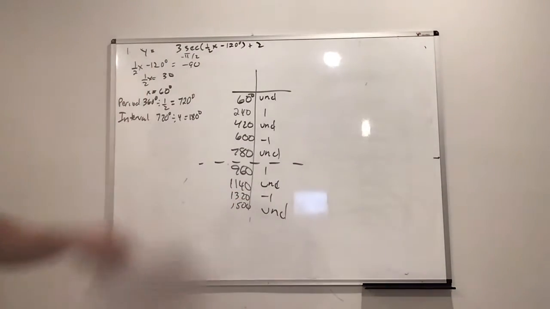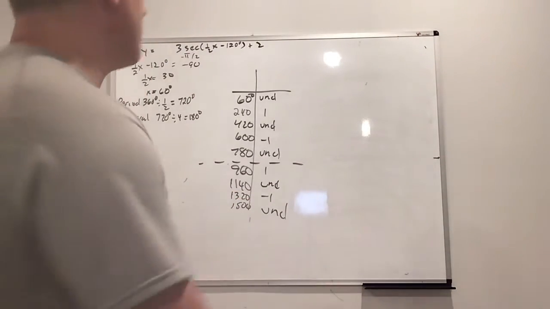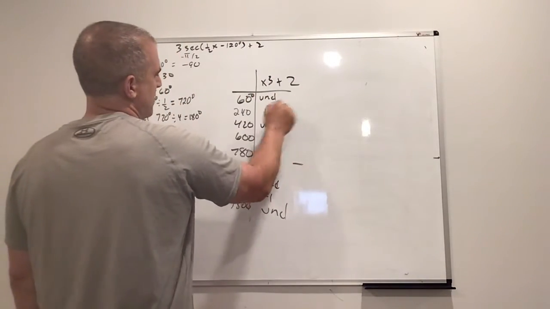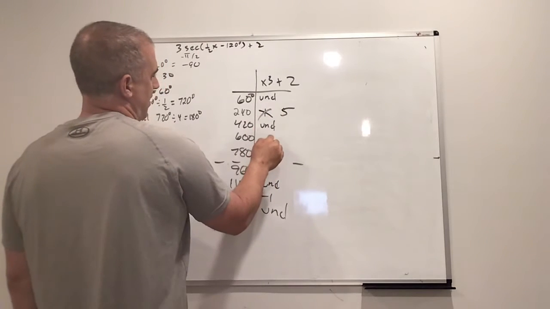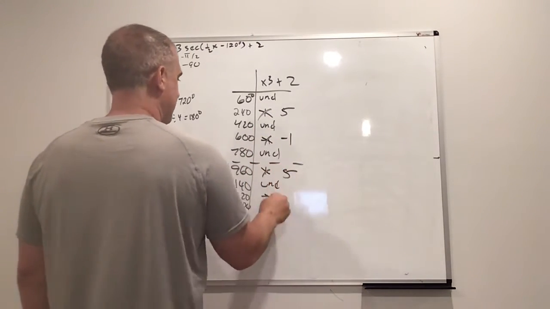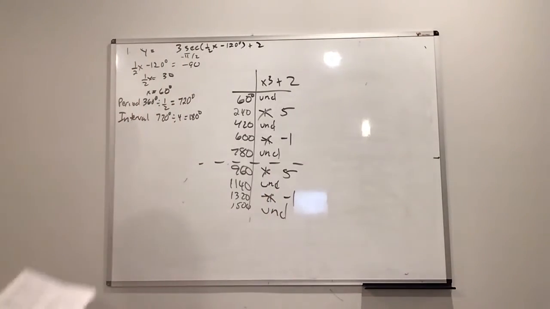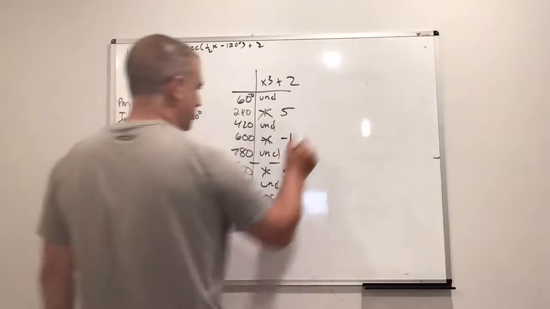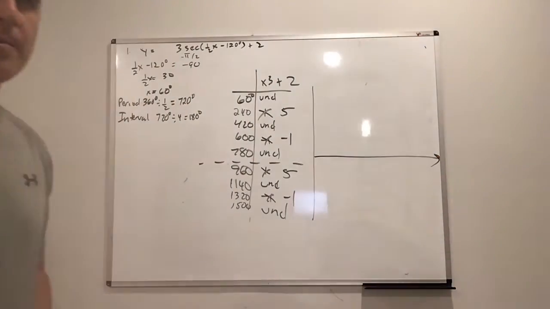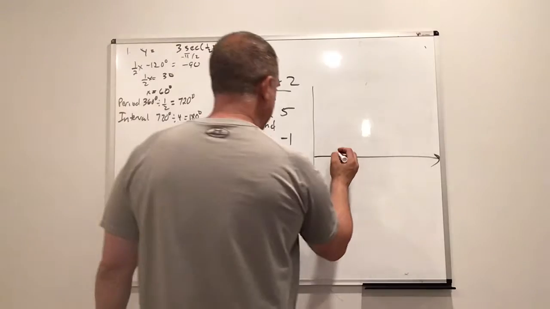Okay, with the values, what I would do is multiply by 3 and add 2. So 3 plus 2 would be 5. -3 plus 2 would be -1. Same thing, 5, -1, pretty easy. Now, since you have a very big spread here, I would just go ahead and move in increments of 180 degrees. It's going to make it easier.